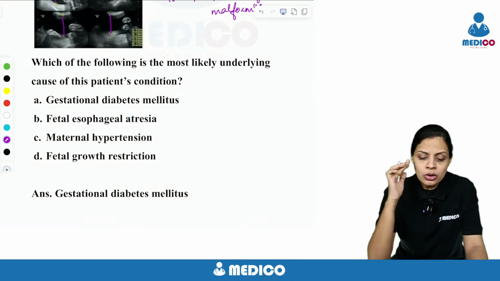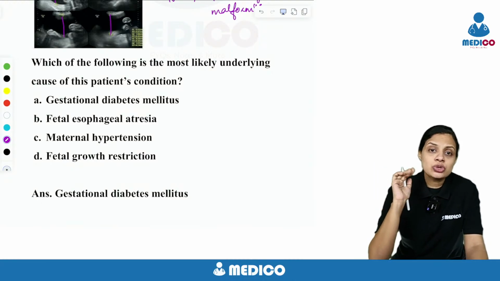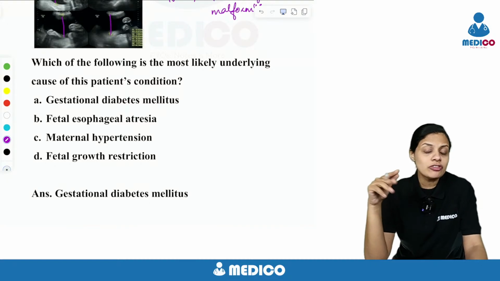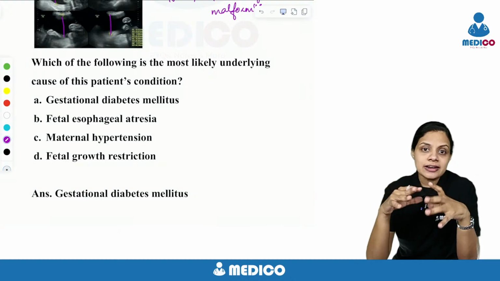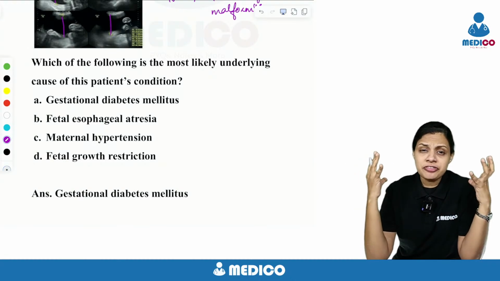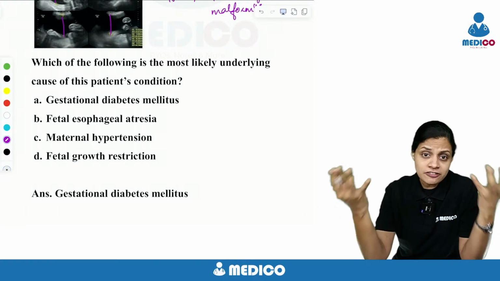Okay, is this clear? What are the complications that are associated with polyhydramnios? Again, you don't have to memorize the whole thing. You imagine that there is a sac. Obviously, it is a sac, right? There is a sac and it is filled overly with fluid.